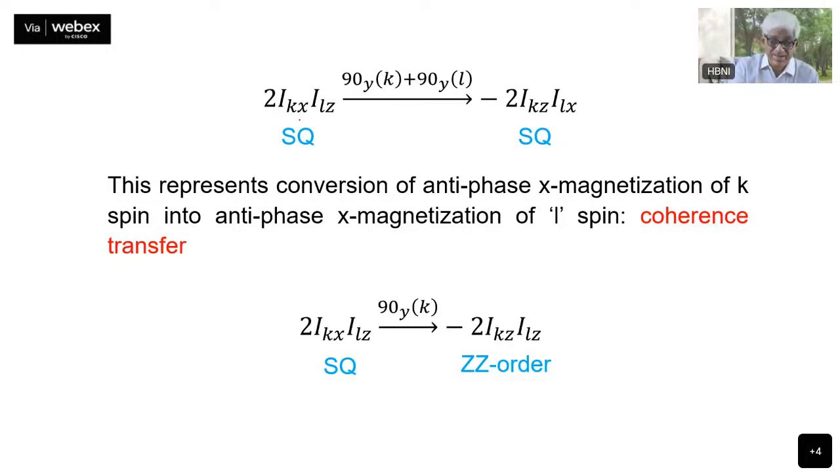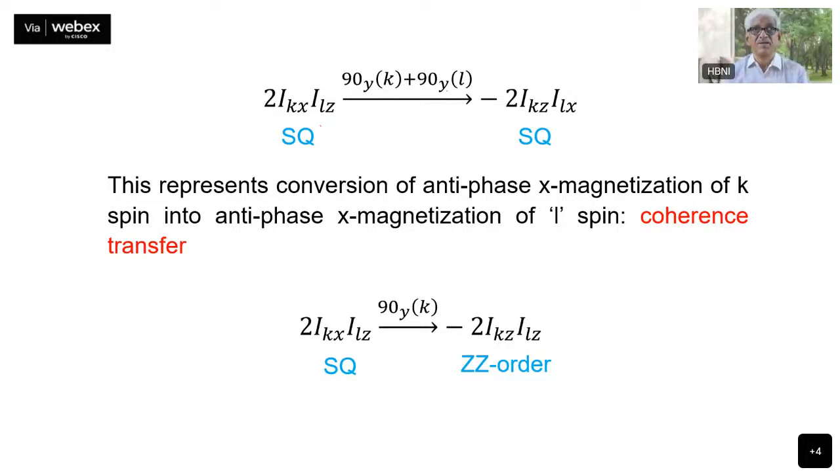So 2 IKX ILZ, what does it go to? IKX goes to minus IKZ and ILZ goes to ILX because of the 90 Y pulse. It takes you to ILX, and IKX goes to minus IKZ. So I got here minus 2 IKZ ILX.